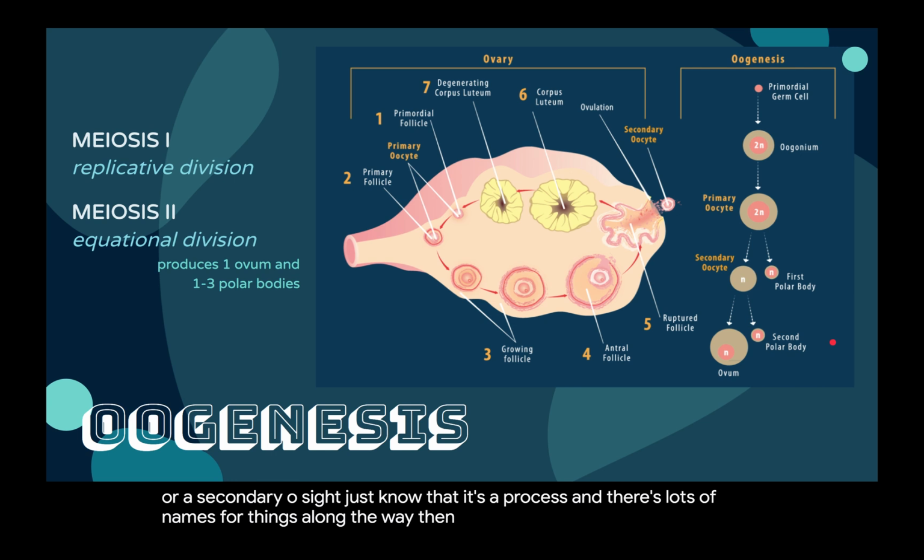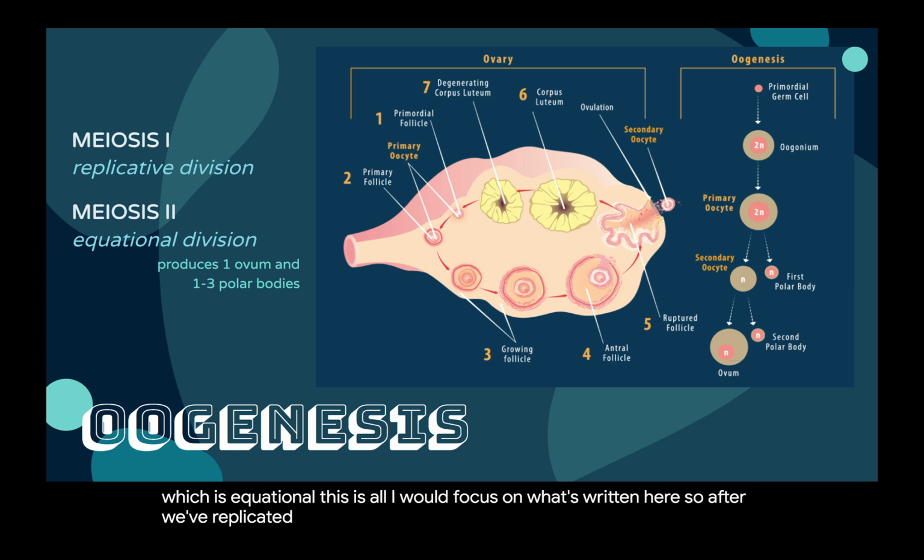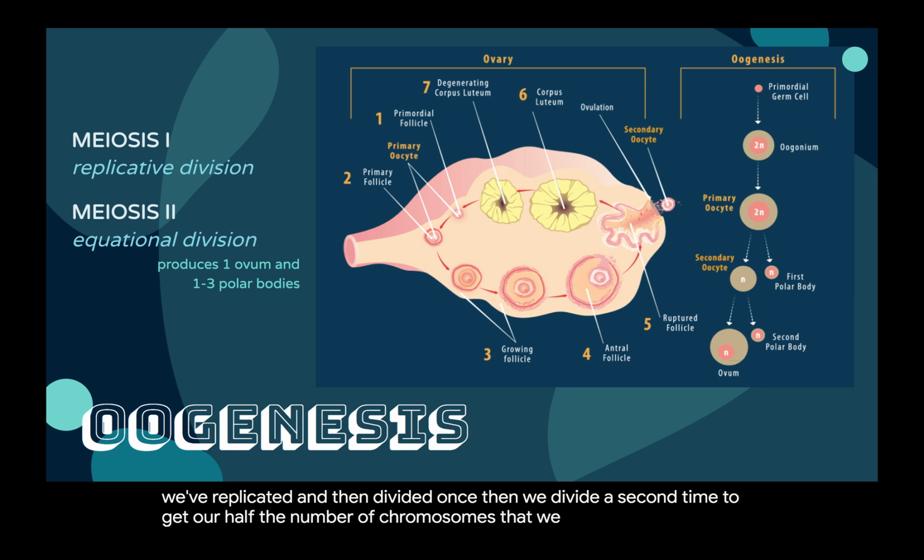Then we go through the second round, which is equational. This is all I would focus on, what's written here. So after we've replicated and then divided once, then we divide a second time to get our half number of chromosomes that we need.